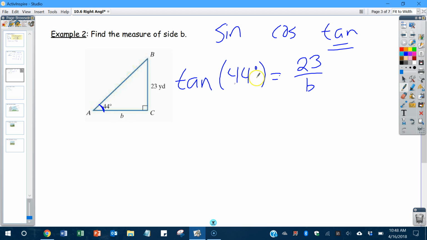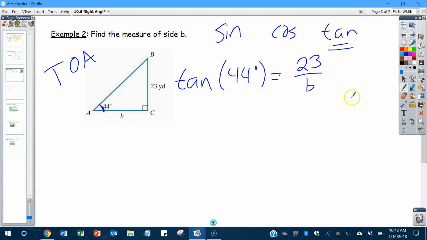Okay, so this is still a TOA. I have the tangent equal to the opposite over the adjacent. I know what this is now. I don't know what B is, but this is still true based on the definition of the tangent. So now I actually have an algebraic expression where I don't know what B is.